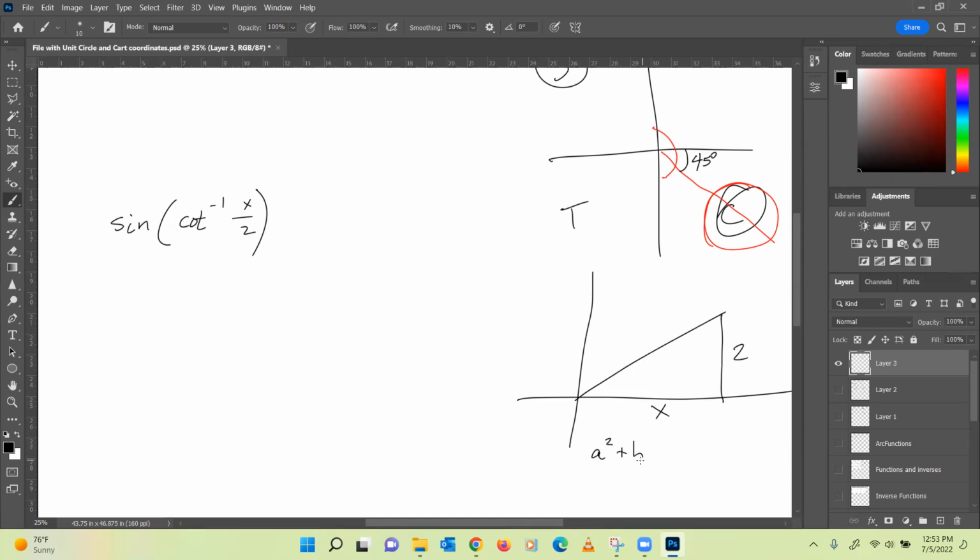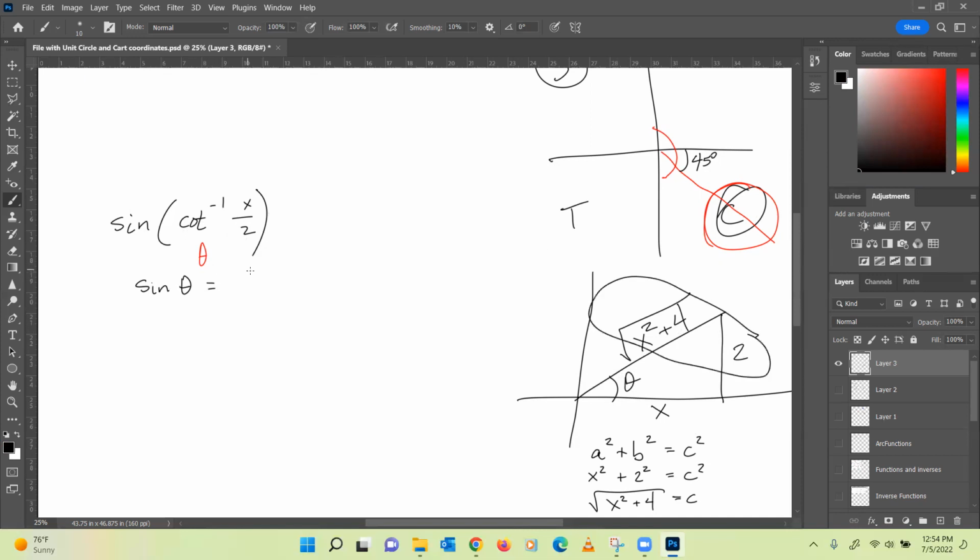So recall that a² + b² = c². If a is x, b is 2, then c would be the square root of x² + 4. So why did we need that? Well, we're going to take the sine of this angle. All right, so we'll call the angle theta. So the angle whose cotangent is x/2 is theta in this example. And the sine of theta, again, going back to our figure here, sine is opposite over hypotenuse. So 2 over the square root of x² + 4.